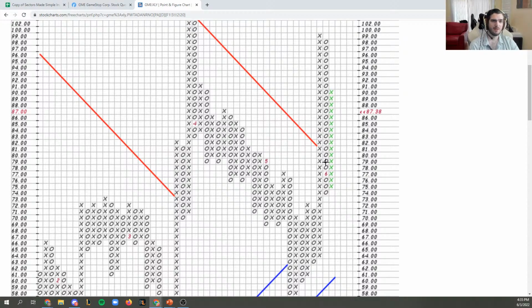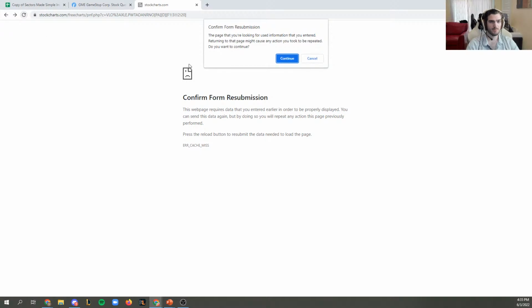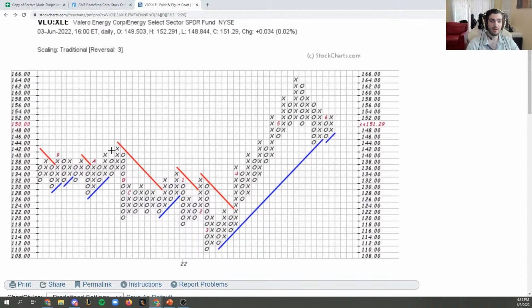Notice, let me go back for a second. Apparently it doesn't want me to go back. Look at the size of each one of these columns. The way the point and figure works is each line is not one day, it's one trend. Positive or negative trend for X's and O's. All of these columns are pretty small. Now, yeah, the smallest ones are 3, the largest ones we're seeing like 7, 8.